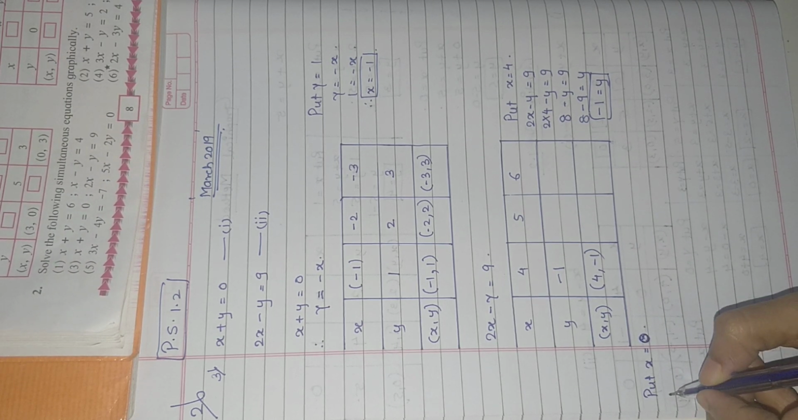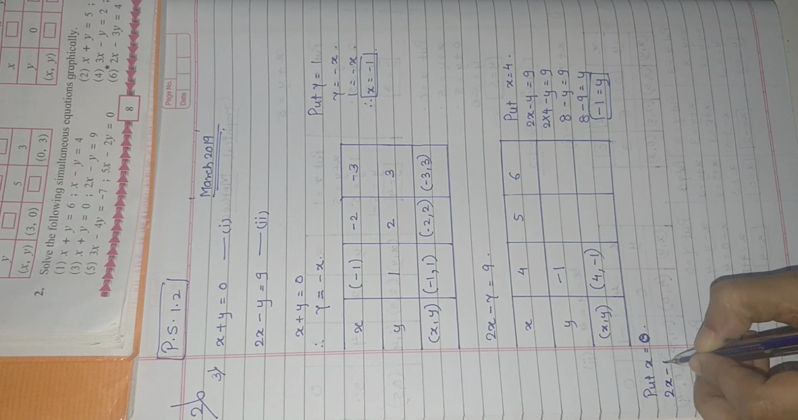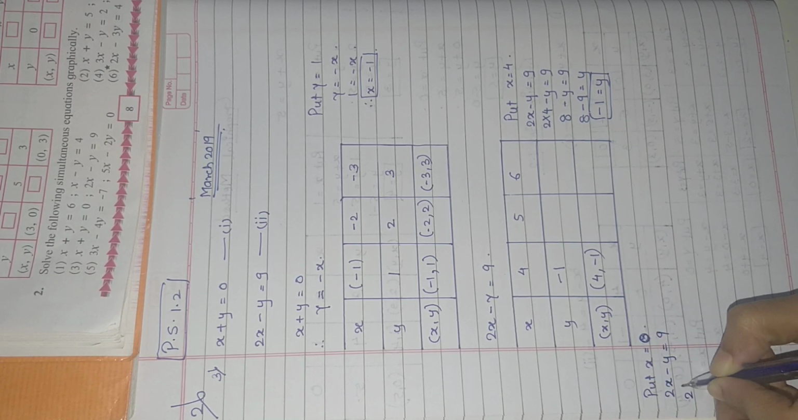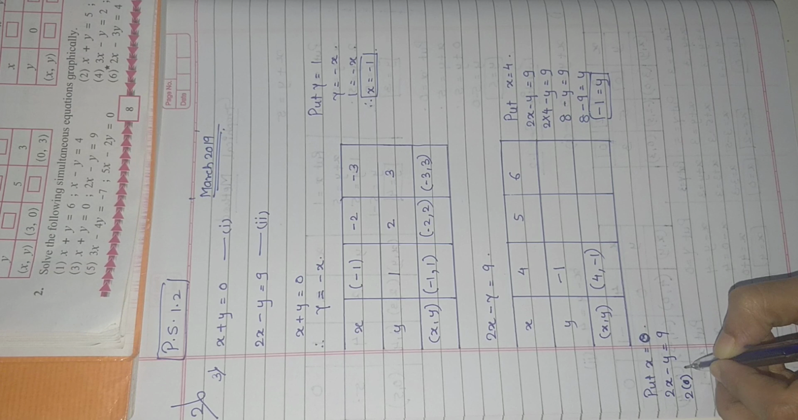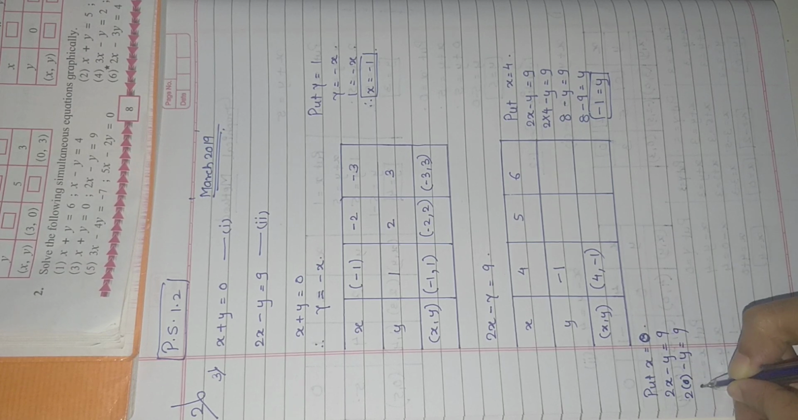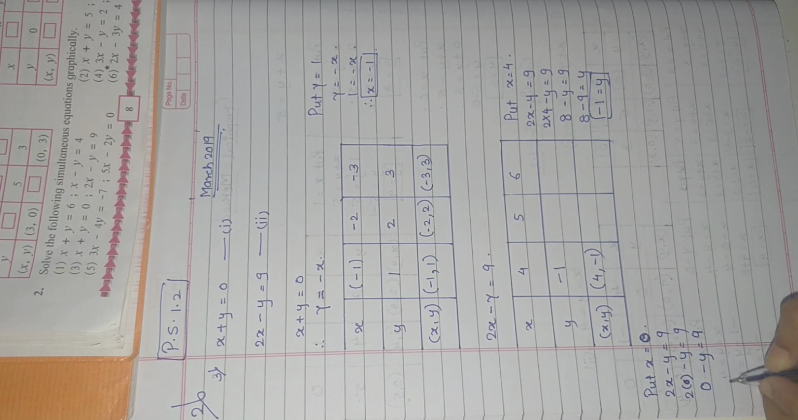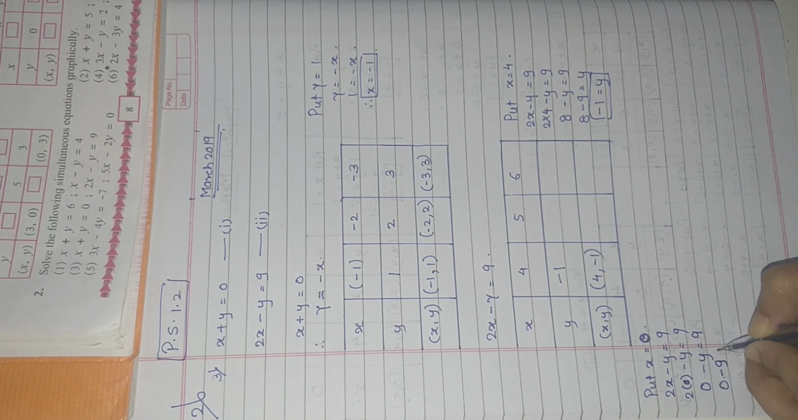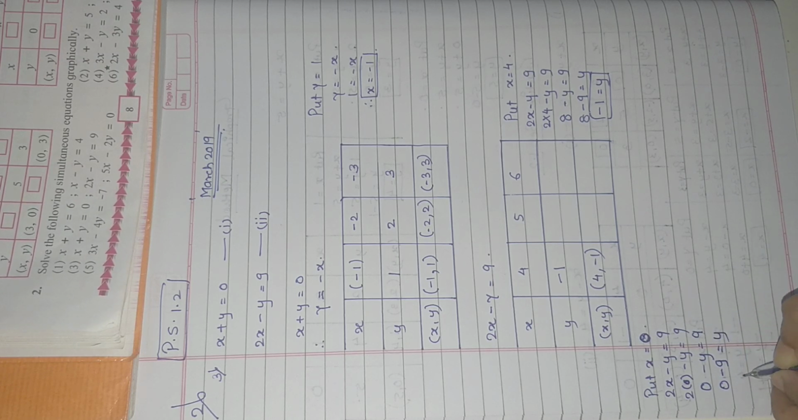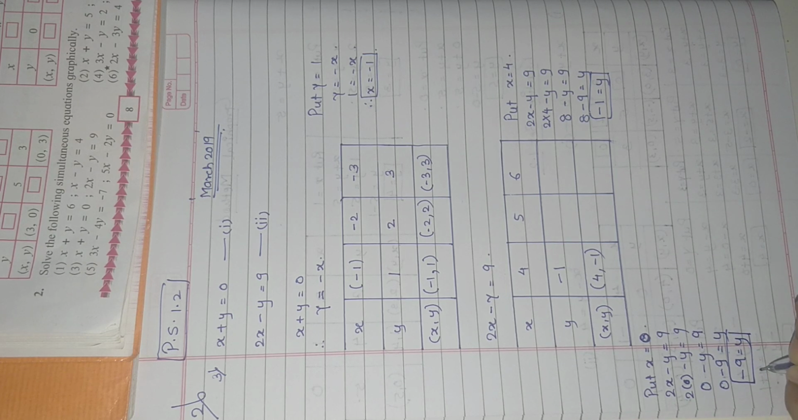Fine. So you will substitute here 2x minus y is equal to 9. So 2 into 0 is 0, minus y is equal to 9. So again the y will go on the right hand side and 9 will come inside. So 0 minus 9 is equal to y. So the answer is minus 9 is equal to y. You got the answer, fine.